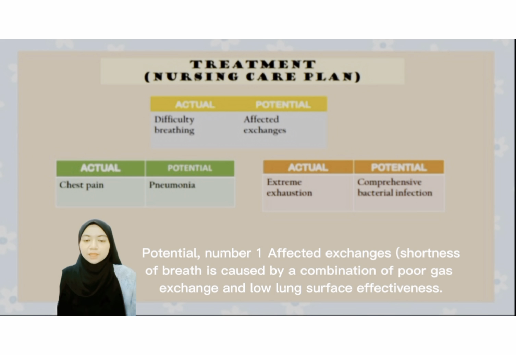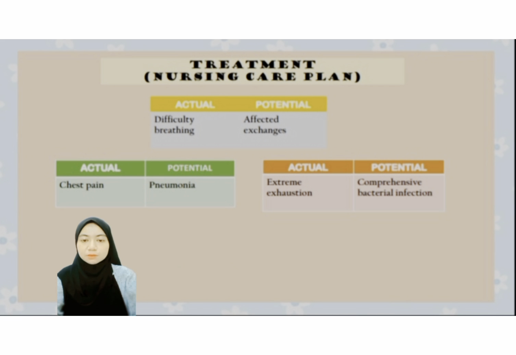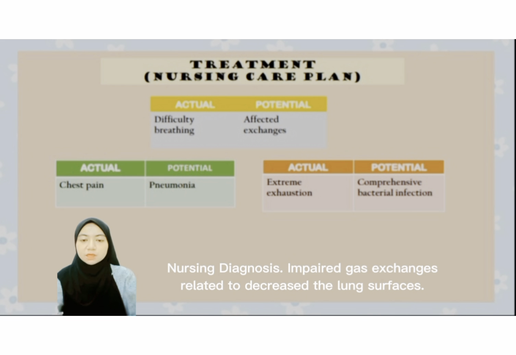Potential. Number 1, ineffective gas exchange. Shortness of breath is caused by a combination of poor gas exchange and low lung surface effectiveness. Number 2, chronic bacterial infection. Due to tuberculosis, a chronic bacterial infection can induce significant weariness. Number 3, pneumonia in tuberculosis, inflammation of the lung that can cause chest pain due to tuberculosis. Nursing diagnosis: impaired gas exchange related to decreased lung surface.